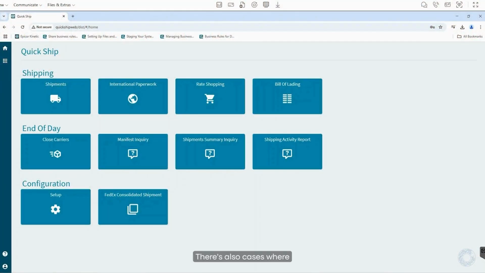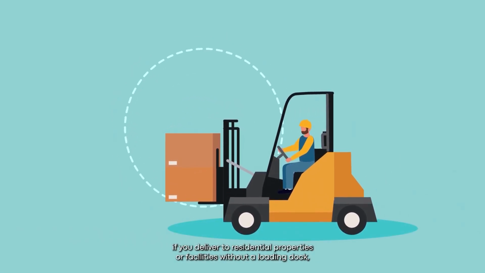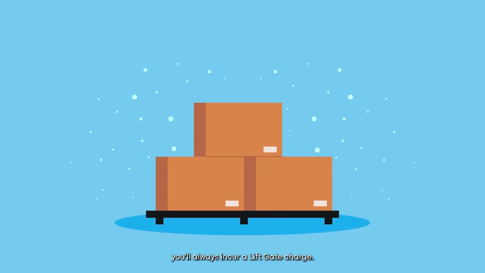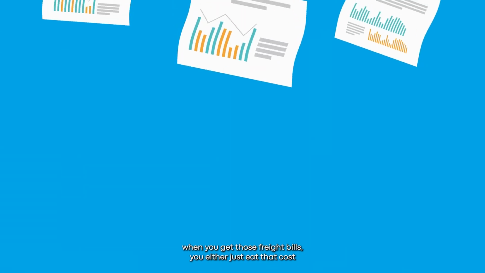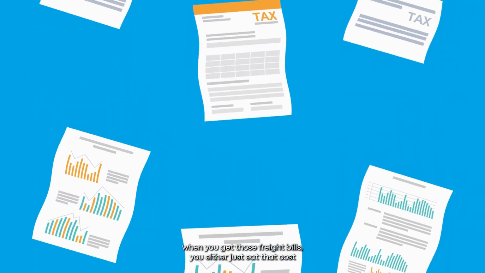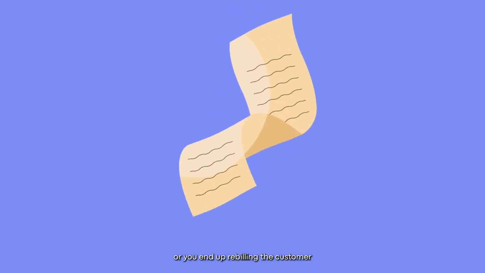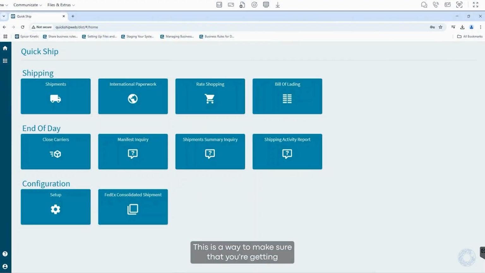There's also cases where if you deliver to residential properties or facilities without a loading dock, you always incur a lift gate charge. And if you forget to put that on your miscellaneous charges up front, when you get those freight bills, you either just eat that cost or you end up rebilling the customer for that lift gate additional fee. This is a way to make sure that you're getting those charges to the customer up front.